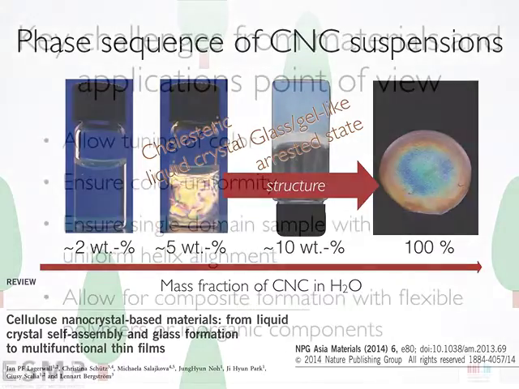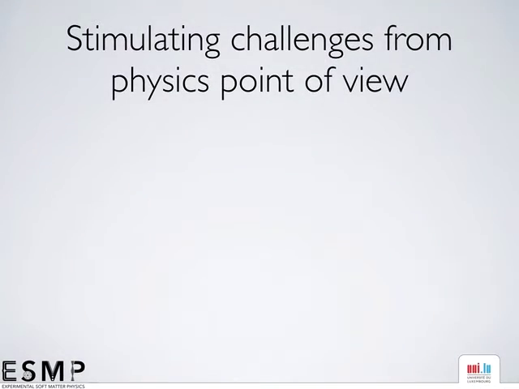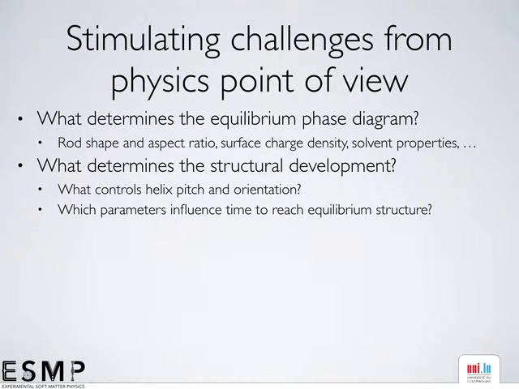So that gel state is interesting in many respects, and the competition between the gelation and the liquid crystal formation is interesting. The people who are trying to make applications with these have a couple of challenges, mainly related to getting rid of that gradient or spectrum of color, making a uniform color, controlling the helix orientation and so on. But the interesting thing for us is that almost every one of these challenges is connected to a very interesting challenge in terms of soft matter physics. So, for instance, what actually determines the phase diagram? If you change the CNC aspect ratio, if you change the surface charge density and so on, what happens? What determines the structural development? What determines the pitch you get? What determines the time with which the helix develops?